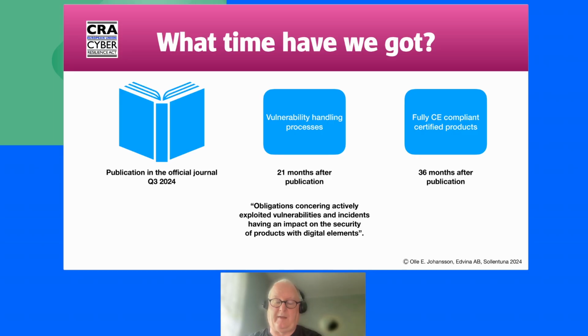After that, we have two steps. The first one is 21 months after the publication. Don't ask me why they ended up with 21 months. We expected either 18, 1.5 years, or 2 years. I think it's a compromise between them. At that point in time, any vendor for all products sold needs to have a complete vulnerability handling, needs to handle issues in the products, needs to be able to handle reports if there is an exploit in their product in the customer base, and report that to authorities.